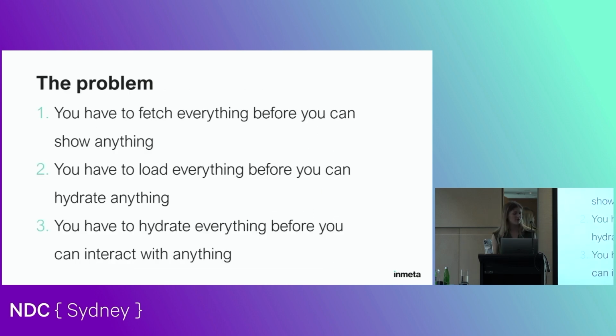So why does this happen? First, you have to fetch everything before you can load anything. All the HTML with the data fetched must be processed on the server before it can be sent to the client. Second, you have to load everything before you can hydrate anything. That's because React needs to match the tree in the server with the one in the browser to know what to hydrate. Third, you have to hydrate everything before you can interact with everything. React starts the hydration and doesn't stop until it's done.